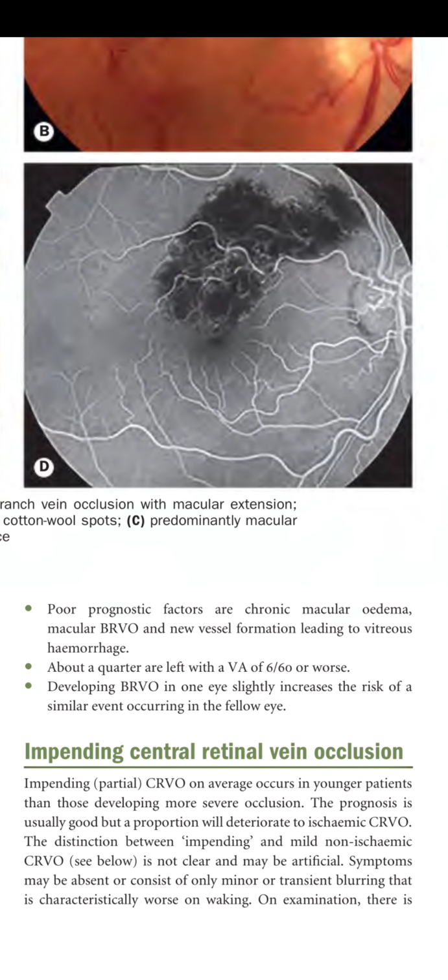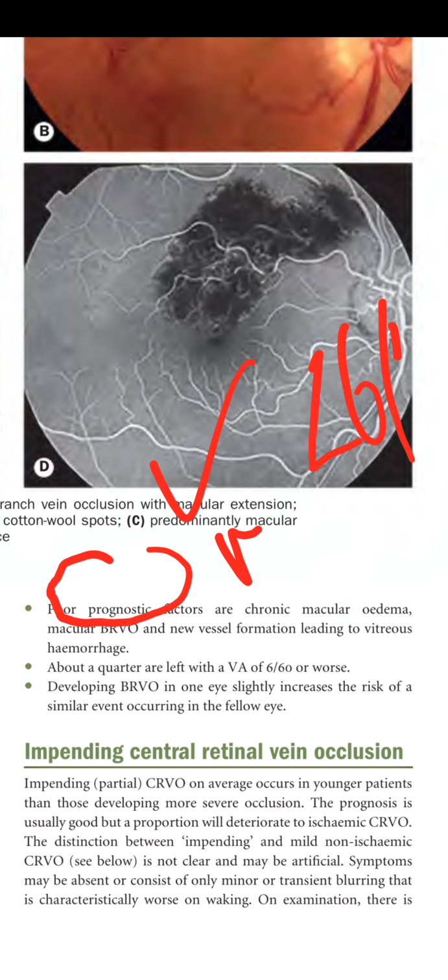Poor prognostic factors are chronic macular edema, macular BRVO, and new vessel formation leading to vitreous hemorrhage. So, when the macula is involved, it is a poor prognostic factor. About a quarter are left with a visual acuity of 6/60 or worse. Developing BRVO in one eye slightly increases the risk of a similar event occurring in the fellow eye.